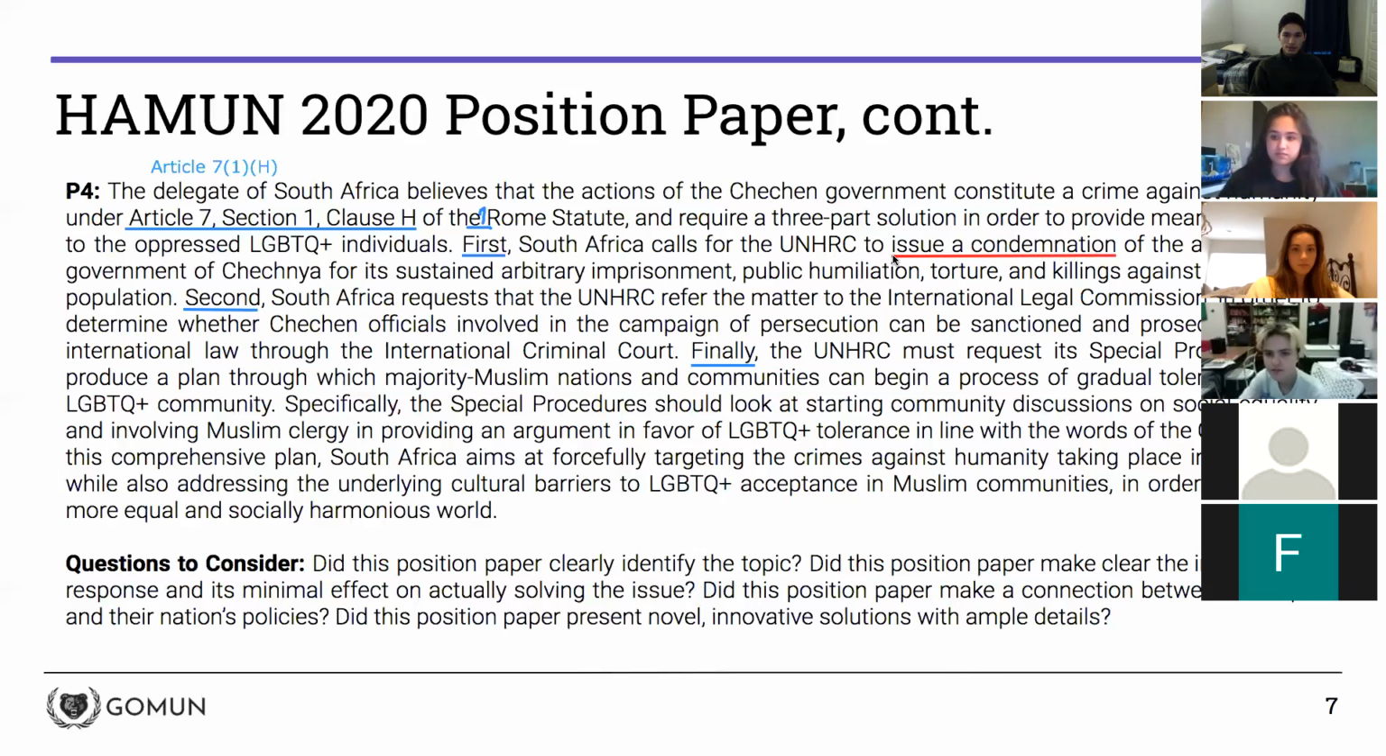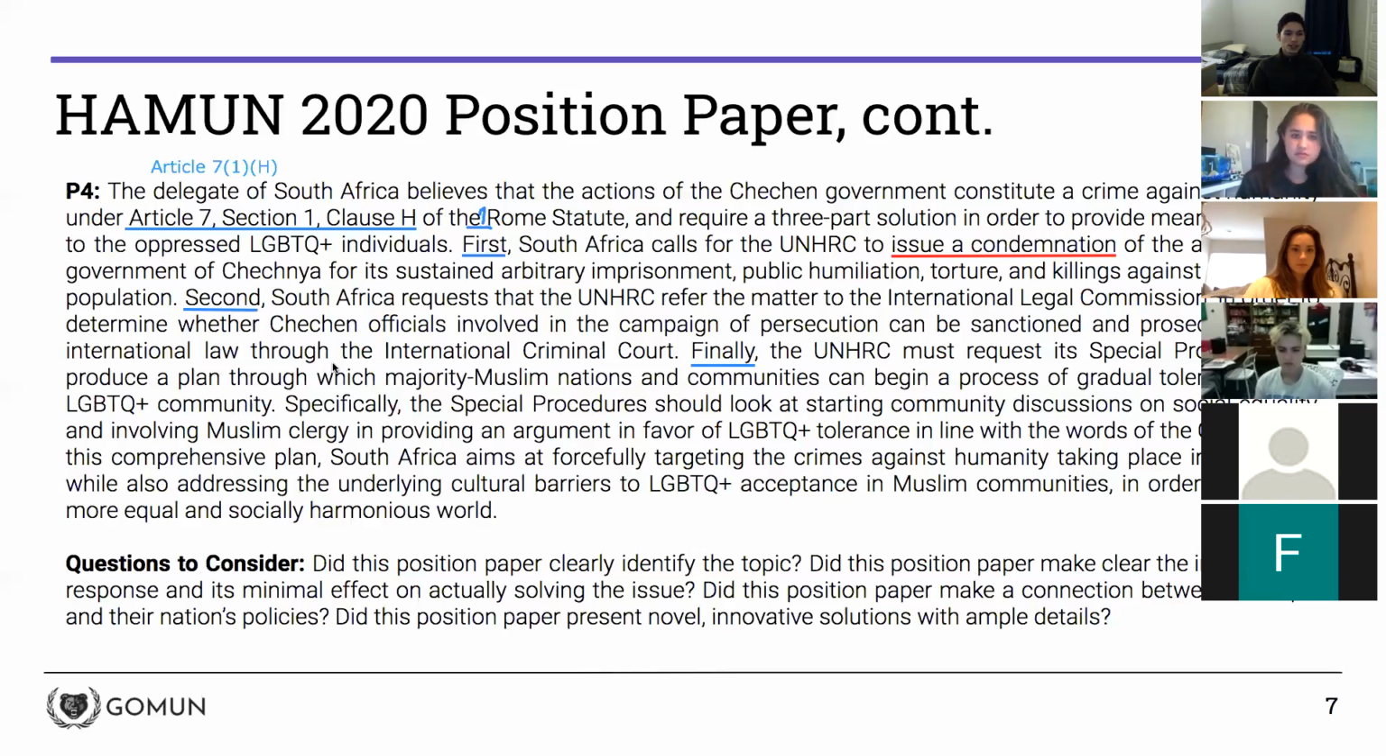Correct. Condemnation. First solution is to issue a condemnation. Now, condemnations of the UNHRC, they issue them all the time. So this is another trick that you guys want to use. It's called escalation of solutions. So the first ones that you present are a lot lighter, and then the ones that you present at the end are going to be a lot heavier. They're going to be more like heavy-handed things. So first we start small and then we go big.